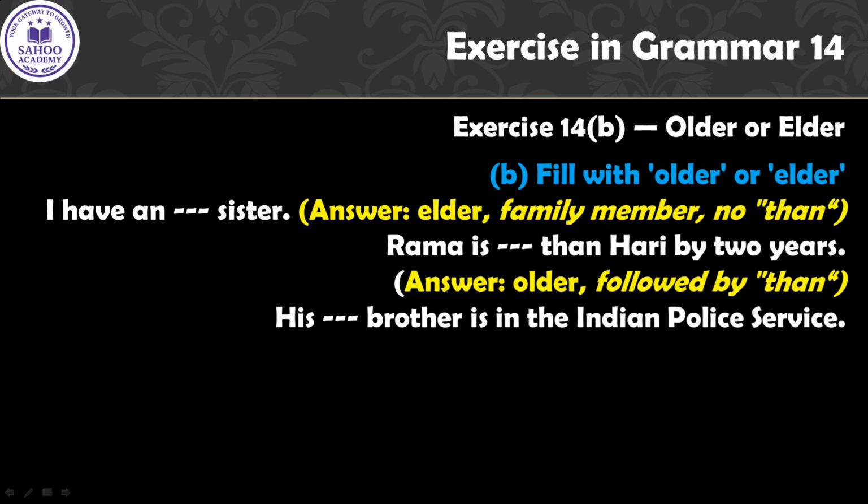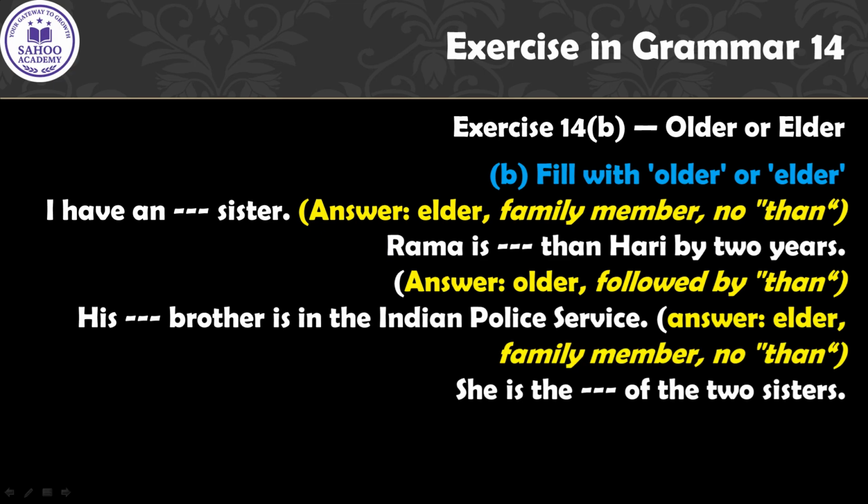Now let's go to sentence 3. His dash brother is in the Indian police service. Again, this is a family member. So which one will be used? We will use elder. The answer will be: his elder brother is in the Indian police service. Clear? Now let's come to the next question.